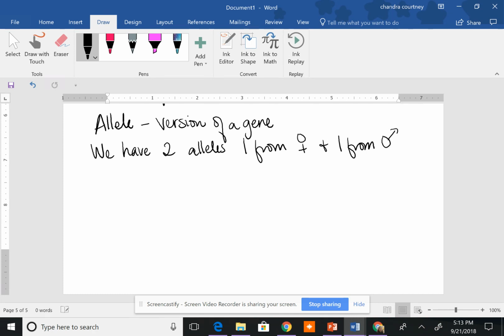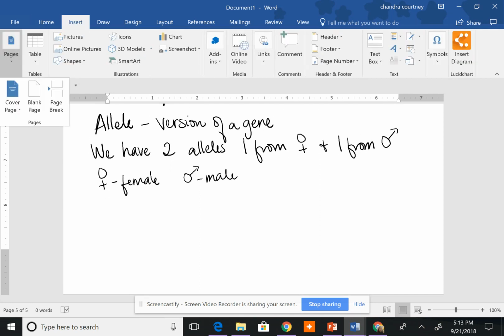Okay, and you'll see me use these symbols. These symbols don't mean mom and dad, but this one does mean female, and this one means male. Okay, so let's do an example.